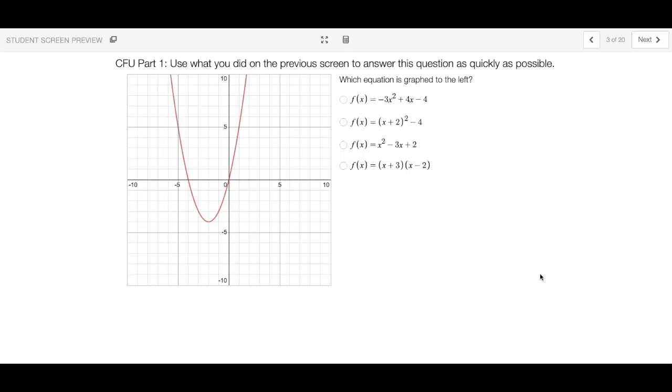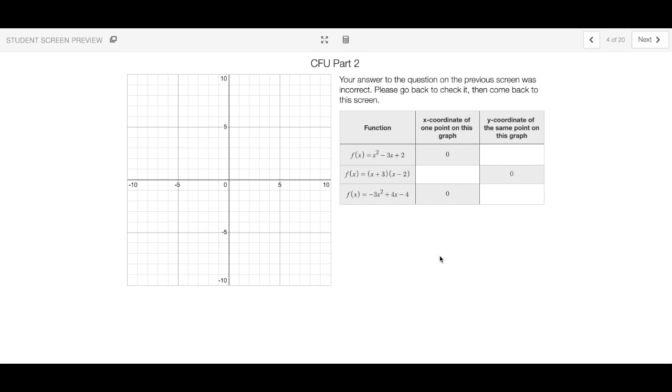Here's what you'll need to do for this check for understanding. Your check for understanding is going to be across 3 screens. First, you'll choose an answer here. After you choose an answer here, something will show up on this screen, assuming you got it right. If not, this will tell you to go back and check. Then you're going to enter the information that you can tell very quickly from this function, so that you can verify that it was actually not the function you were trying to get.